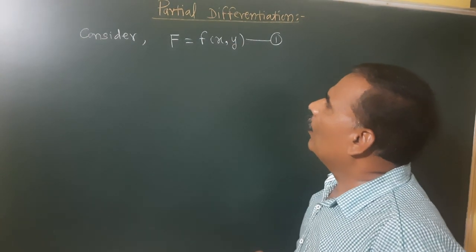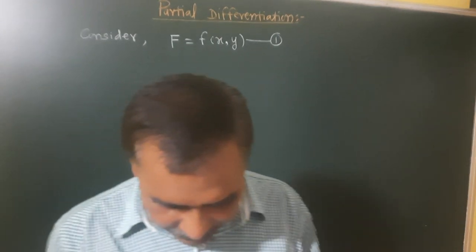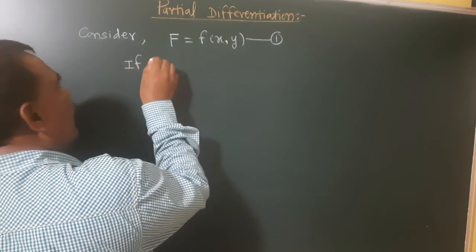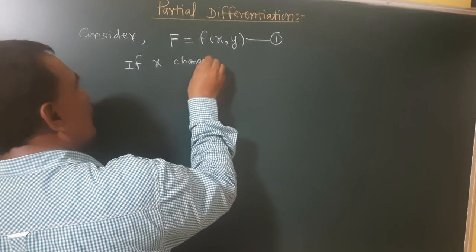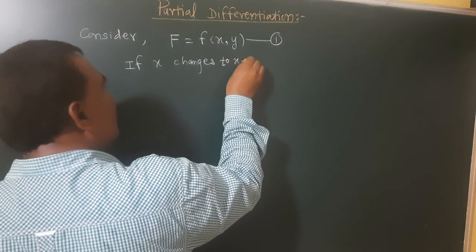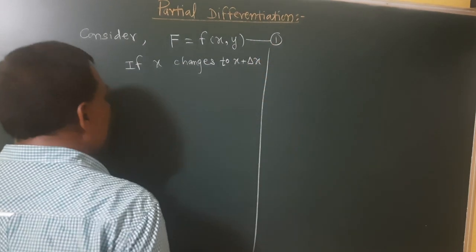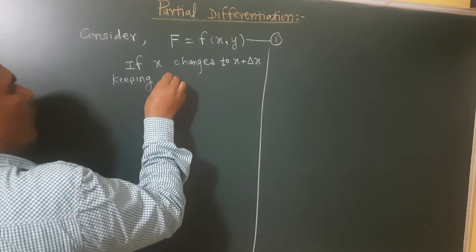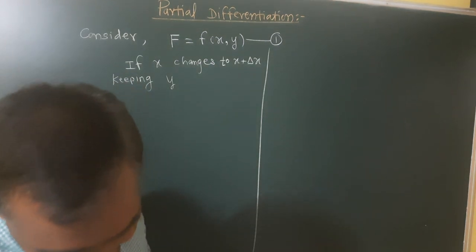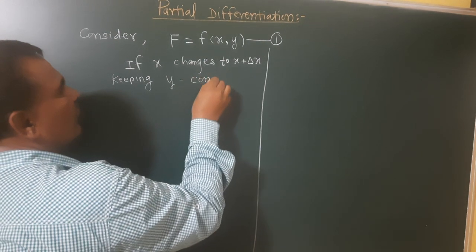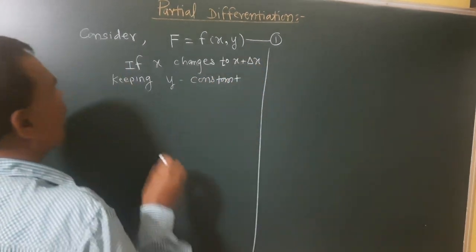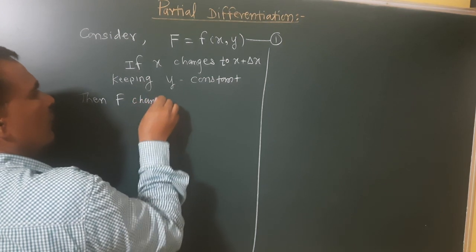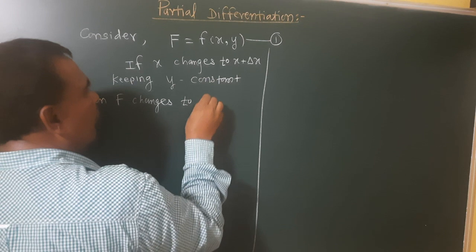f is the function of x and y, and after that we consider that x changes to x plus delta x, keeping y constant. If x changes to x plus delta x, keeping y fixed or constant, then f changes to f plus delta f.